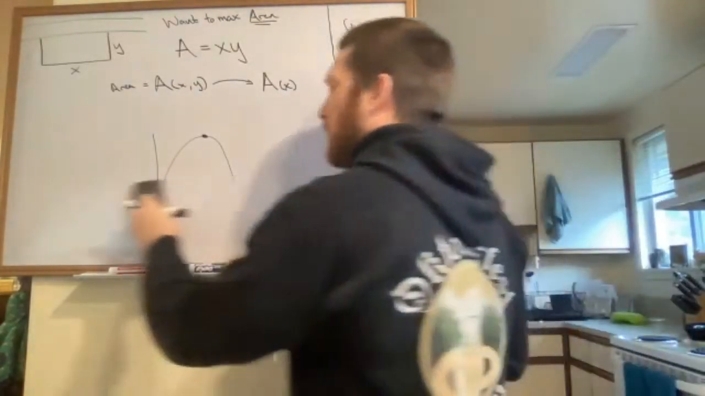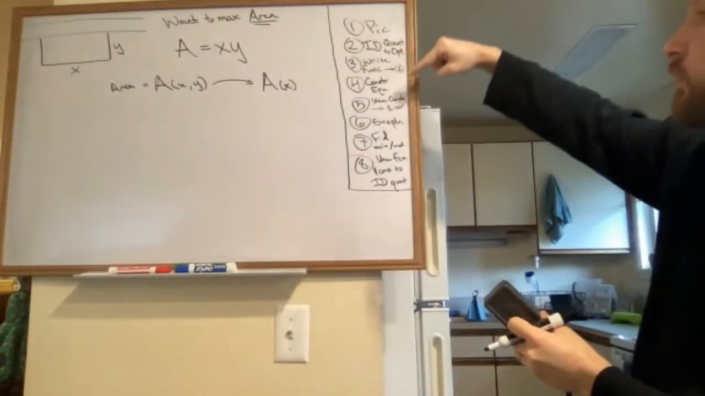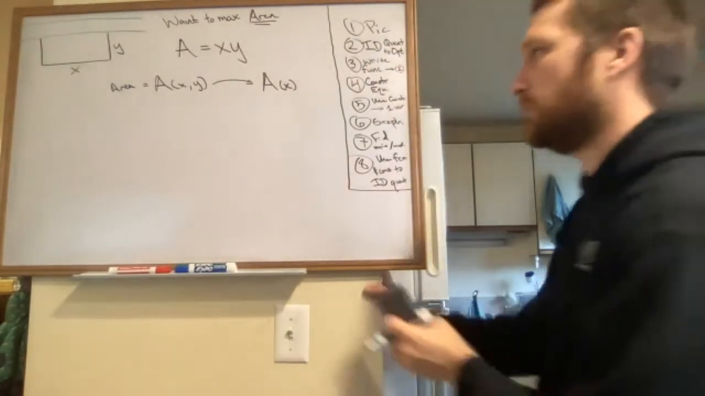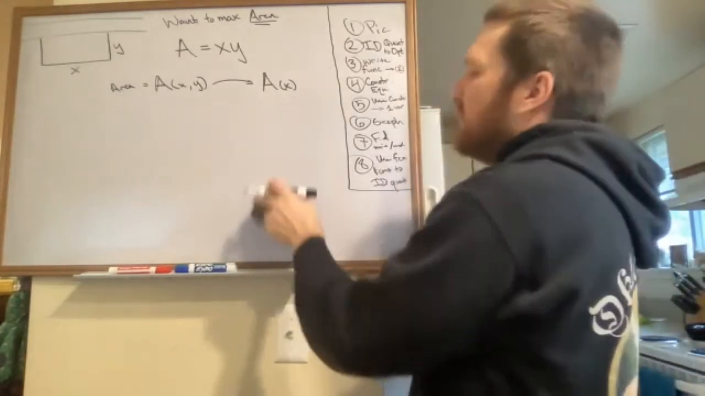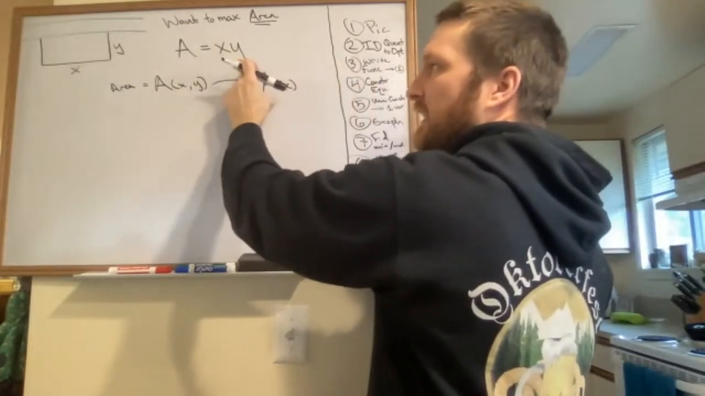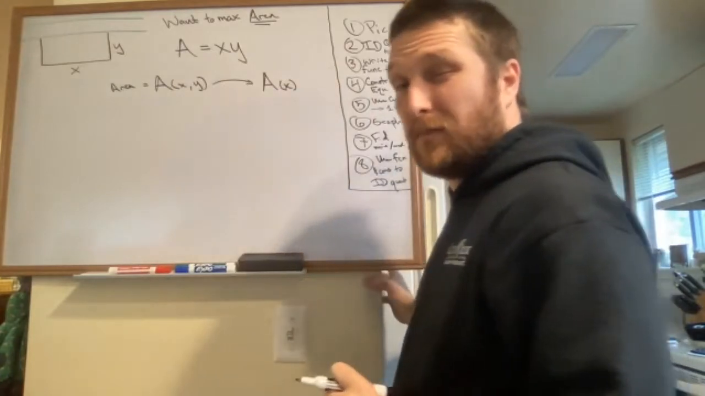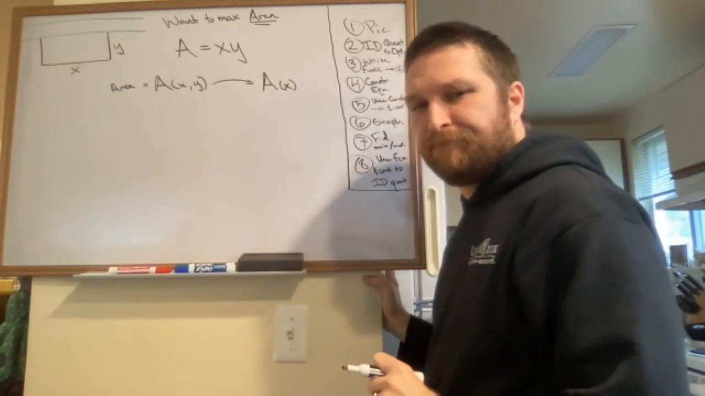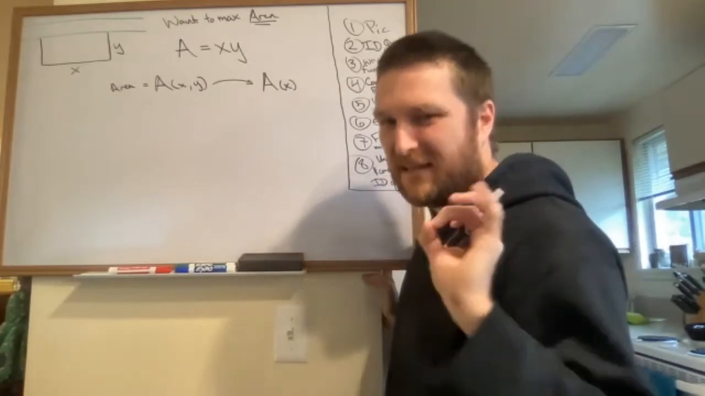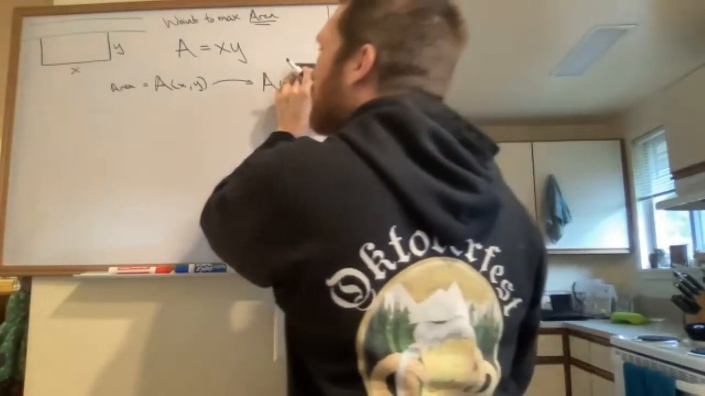So we do that with step number 4. A constraint equation. What we want to do is find some other way of relating these two variables together. What was the other thing that's given in the prompt for the question? 40 yards. 40 yards of fence.